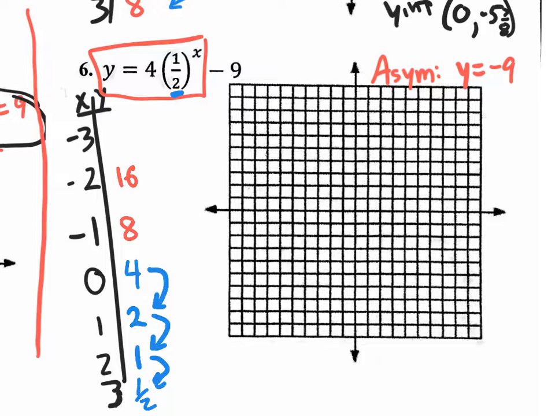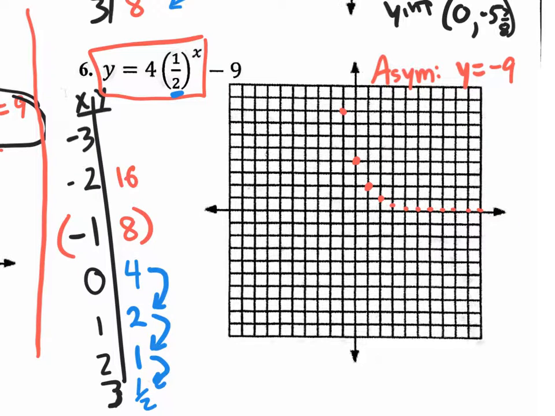So let's graph in red. Let's graph 0, 4. Let's graph 1, 2. Let's graph 2, 1. It's right there. And then 3 and then half would be right here. And we know it infinitely approaches the parent graph asymptote, which is always 0. And going backwards, negative 1, 8, that would be up here. So there's our parent graph.